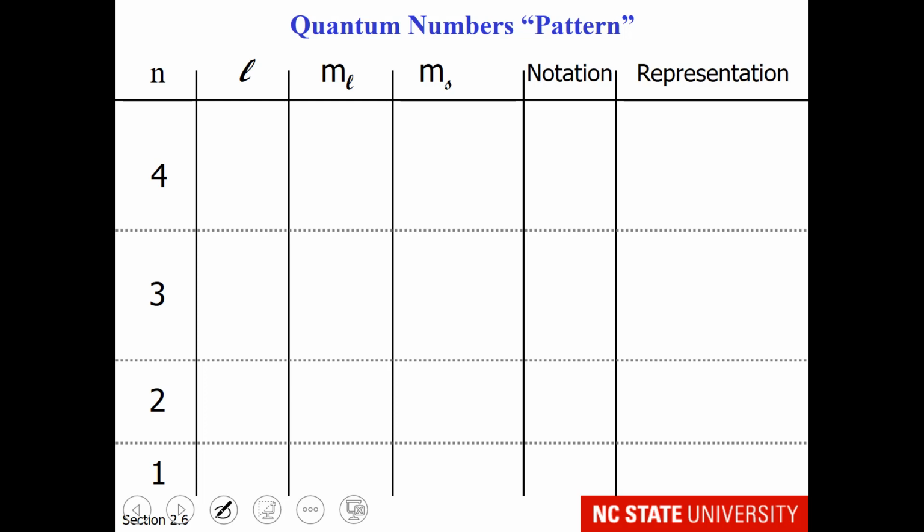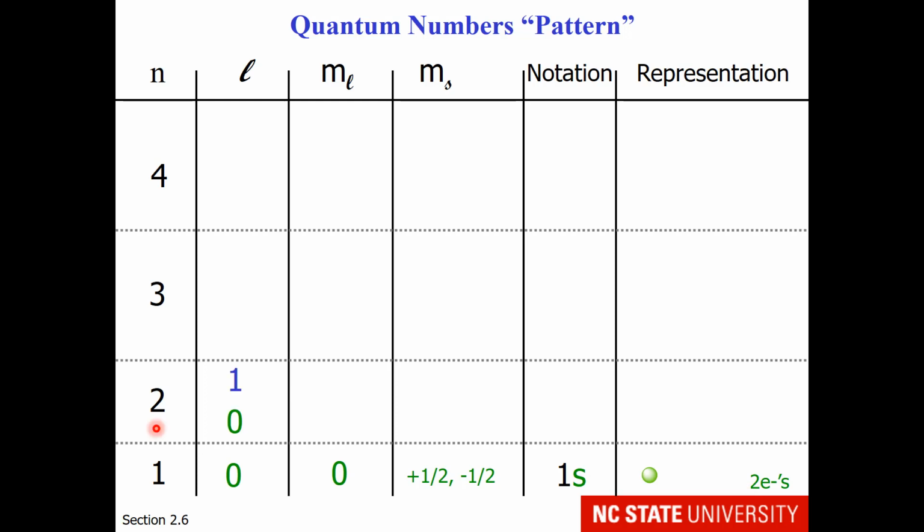So I am almost to the point of discussing electron configurations. I want to finish by going over the quantum numbers pattern. The lowest energy orbital has n equal to 1. If n is 1, L can only be 0, and m sub L can only be 0. The electron in this orbital can either have plus 1/2 or minus 1/2 spin. We call this orbital the 1s orbital. It's a sphere and it holds 2 electrons.